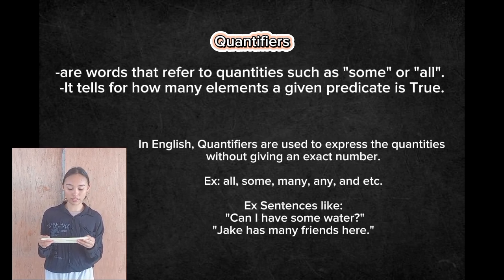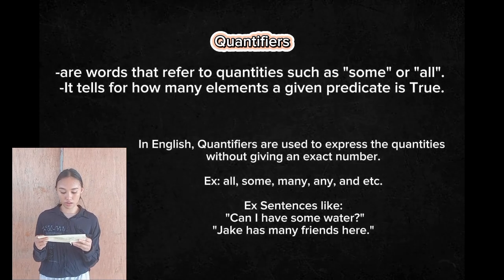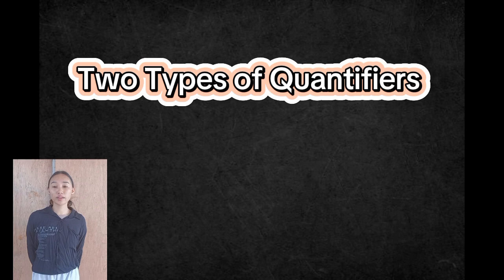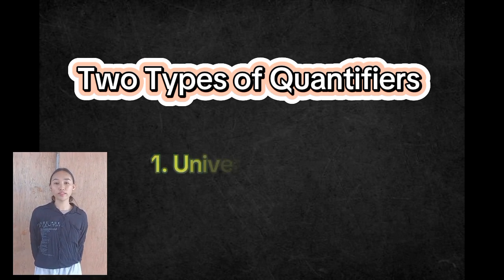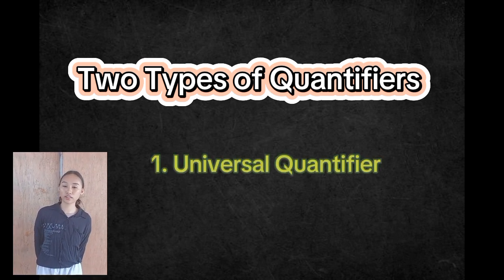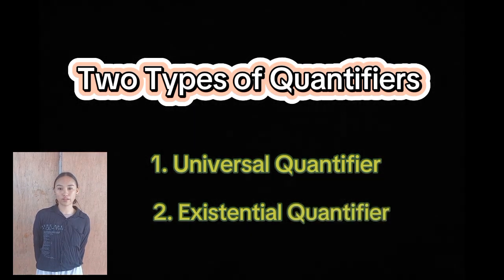Example sentences: Can I have some water? Jake has many friends here. There are two types of quantifiers. The first one is the universal quantifier and the second one is the existential quantifier.